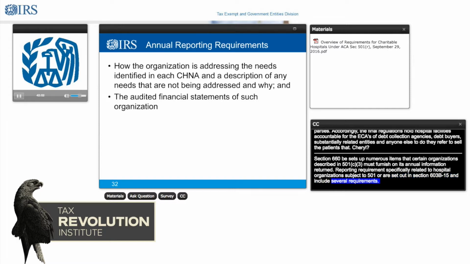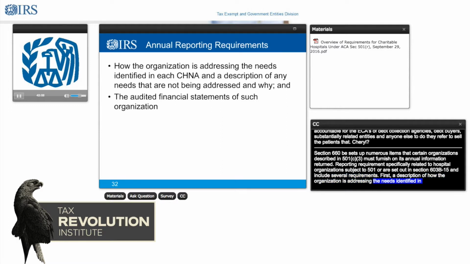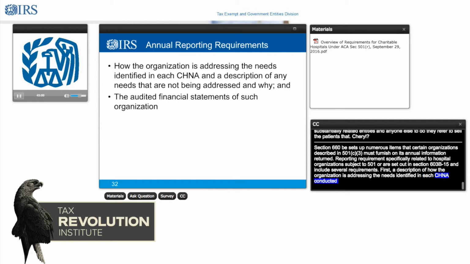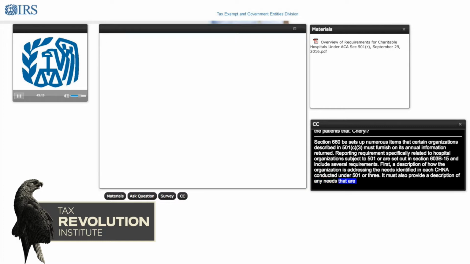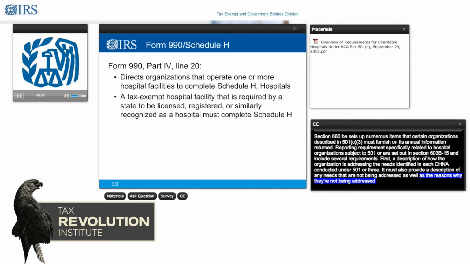First, a description of how the organization is addressing the needs identified in each CHNA conducted under Section 501(r)(3). It must also provide a description of any needs that are not being addressed, as well as the reasons why they are not being addressed, and finally, the audited financial statements of the organization. Now, Geoff will talk about the Form 990 and Schedule H.